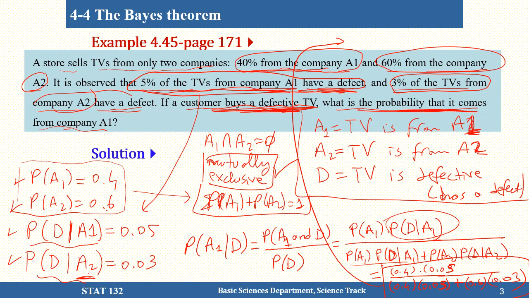So it is 0.020 divided by, this is 0.020 plus this one here, it's 6 times 3, it's 18, so 0.018. So this will give you 0.02 divided by 0.038. So this is the probability. You can find the value of it.